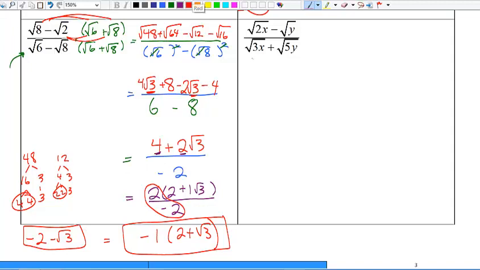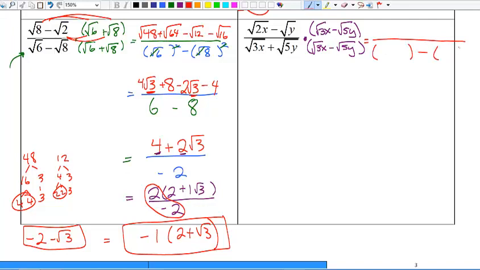On our last problem, again we have a binomial in the denominator with radicals. The only way to rationalize a binomial with radicals in the denominator is to multiply by its conjugate. So the conjugate of the square root of 3x plus the square root of 5y is the square root of 3x minus the square root of 5y. Whatever you do to the denominator, you must also do to the numerator. Yes, there is a binomial with radicals in the numerator, but again, we're allowed to have that. So don't make the mistake of trying to take the conjugate of the numerator.